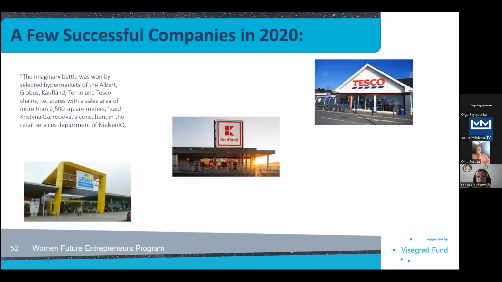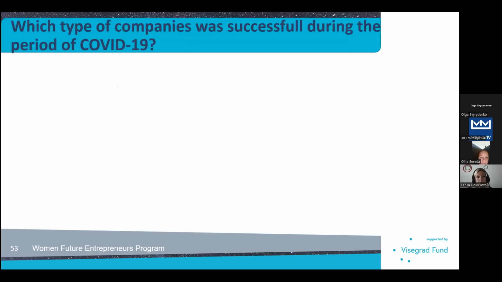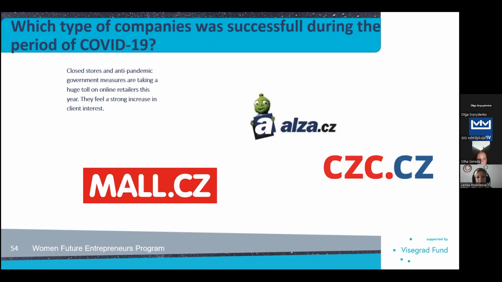And I have here also examples of some companies that were very successful during COVID times. For instance, some stores, Tesco and Kaufland and Globus, so hypermarkets, of course, and also drugstores. And what was also successful were electronic or online stores, Alza or Czech Computer or Mall, etc. Successful businesses also in COVID times.